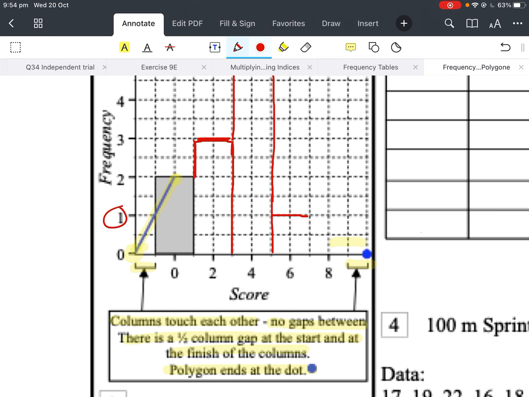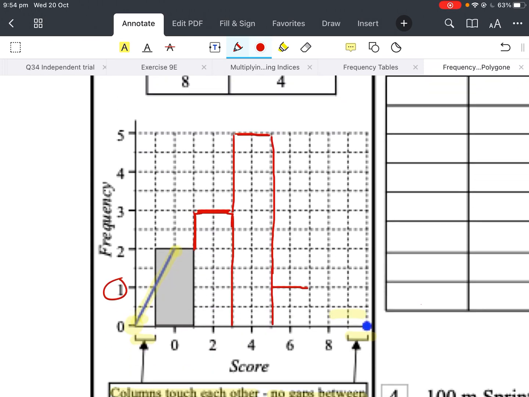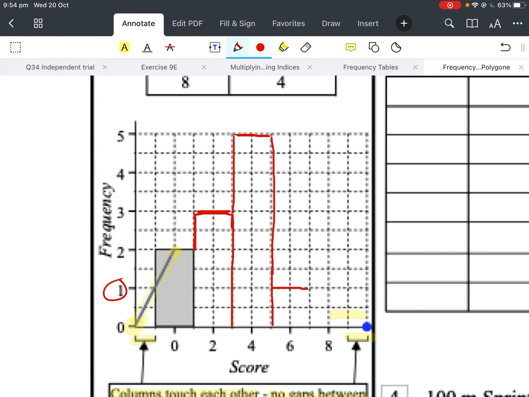Now, if your columns are 2 boxes wide, this is why it's really good to have your grid book. And I'm just going to check what the next number is. The next number is 8 happens 4 times. So that means that the score of 8 is going to be there. So I can just draw that column all the way down on that side and then all the way down on this side. So notice your columns are all joined, okay? Preferably if you're doing this on paper, you will use a ruler and a pen or a pencil. Do where the tops go, and if you can, make them 2 boxes wide, because that gives you that half a gap on either side.